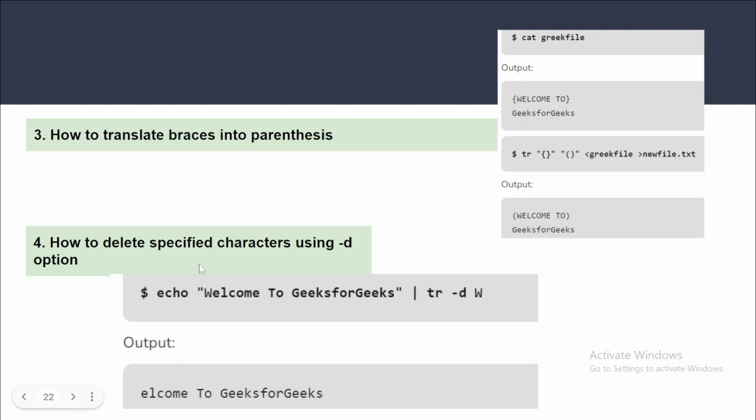How to delete any specified characters using the -d option. Okay, so for example, again I am combining two commands. The echo command is going to print this particular thing, and within this I am using the tr command with the -d option to delete. Wherever w is there, it will delete that character.